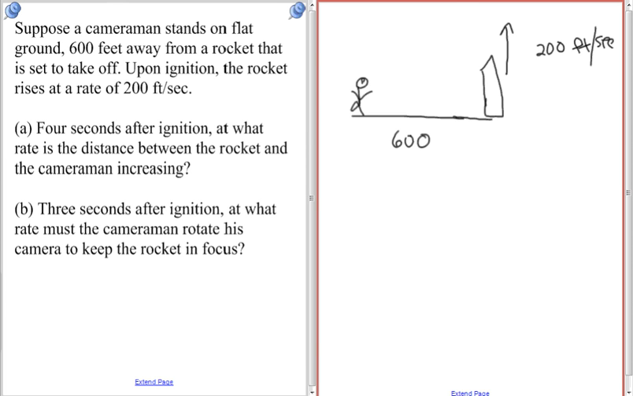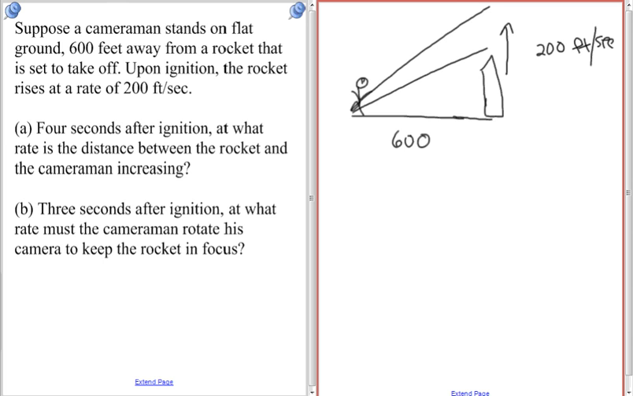The rocket rises at 200 feet per second. But this time, 3 seconds after ignition, at what rate must the cameraman rotate his camera to keep the rocket in focus? We're not looking at the distance between the cameraman and the rocket. We're focusing on the angle that he makes. Once again, we still see the picture. The rocket continues to go up, so we still get this nice right triangle situation again.